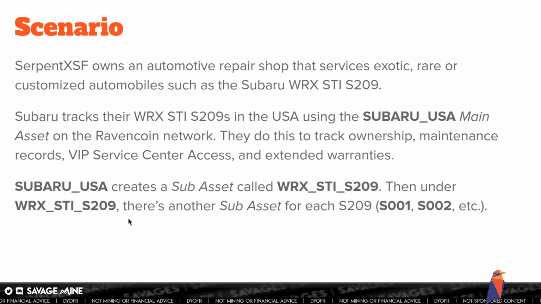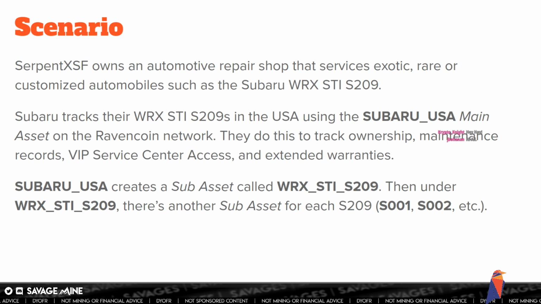All right, so the scenario is: SerpentX Special Forces, I'll never be able to say that, owns an automotive repair shop that services exotic, rare, or customized automobiles such as the Subaru WRX STI S209. And Subaru, hypothetically anyway, tracks their WRX STI S209s that are sold in the USA using the Subaru USA main asset on the Ravencoin network.